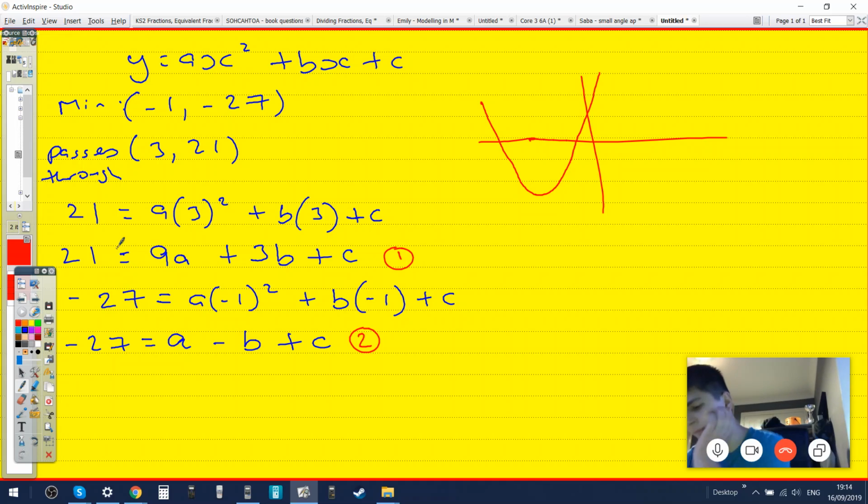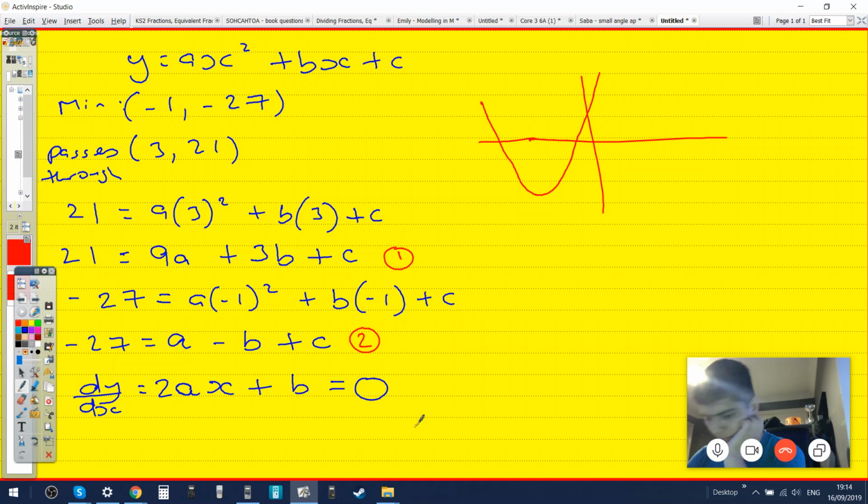So will that be y equals 2a plus b? So it'll be 2ax plus b. Instead of y equals, it's dy/dx equals. What do you know about dy/dx at the minimum? Is it that it'll be minus 1, minus 27? dy/dx gives you the gradient. And so for that, it is equal to 0. The gradient at the bottom is 0.